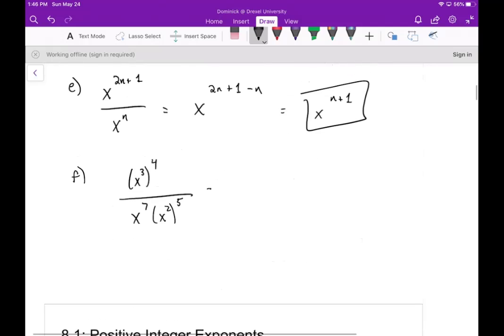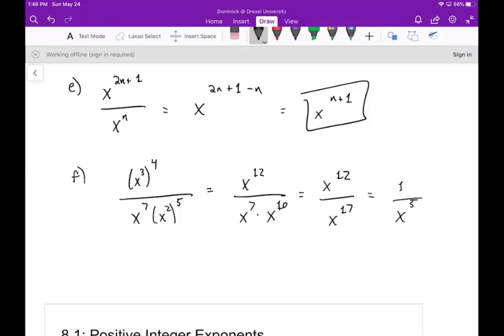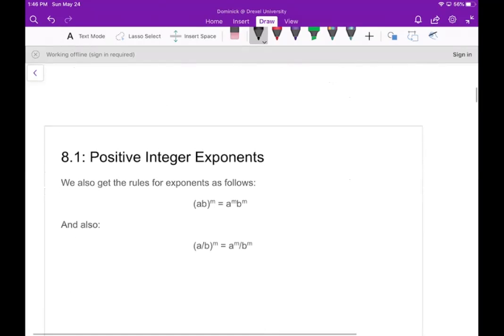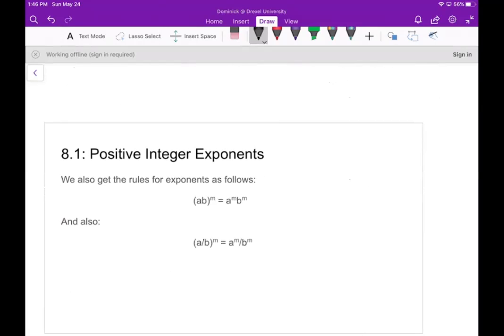Okay, so now if we simplify, we'll simplify the top first, and that will give us x to the 12th. In the bottom, if we simplify the exponent first, we'll have x to the 7th times an x to the 10th. So then we'll get x to the 12th over x to the 17th because we're adding there. And then this is going to leave me with an x to the 5th in the bottom, so we're going to get a 1 over x to the 5th. All right, so those are a couple examples of the division rule for exponents.